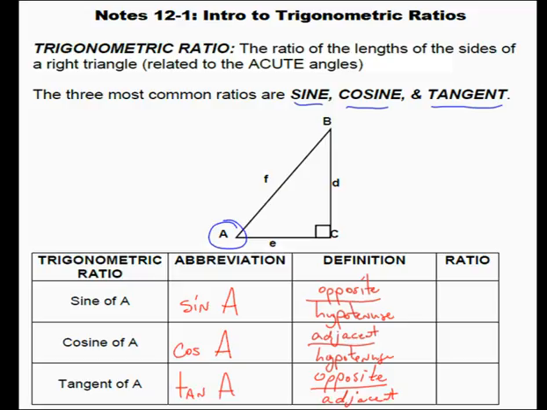And looking up here, this would be my adjacent side. This is my opposite side. And this one up here is the hypotenuse. So my ratios are going to be for sine: opposite over hypotenuse, so that's D over F. The cosine is the adjacent over the hypotenuse, so that's E over F. And then the tangent is the opposite over the adjacent, so D over E. Sine, cosine, and tangent.